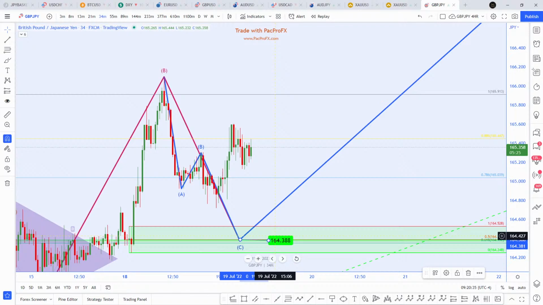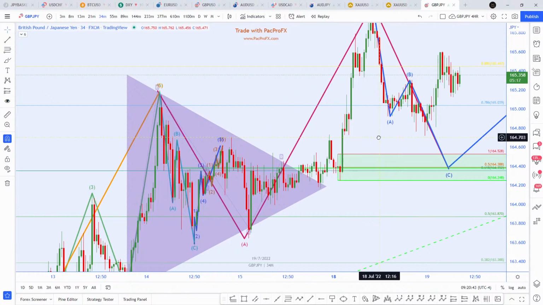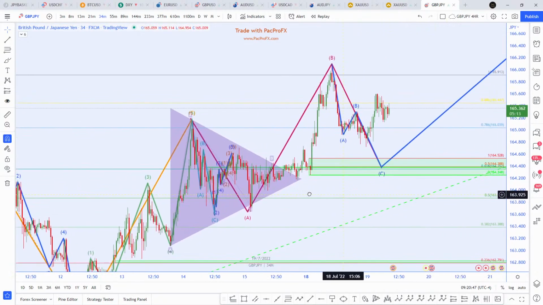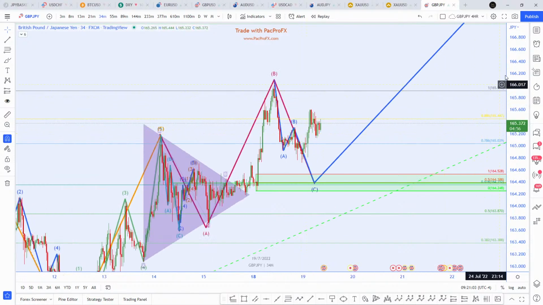I would like to see this correction, but it didn't do a correction. It's just continuing. So this B wave here is just a continuation. So this is your A. And then you don't really have a C wave here yet. You just have a continuation of that. So let's show you what that looks like.